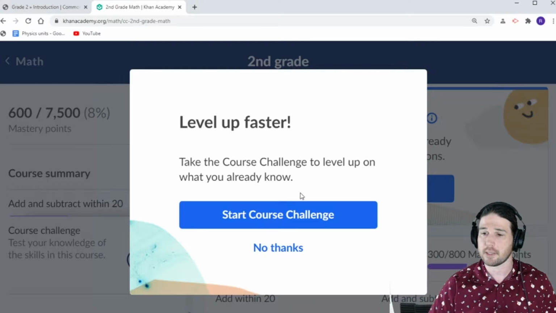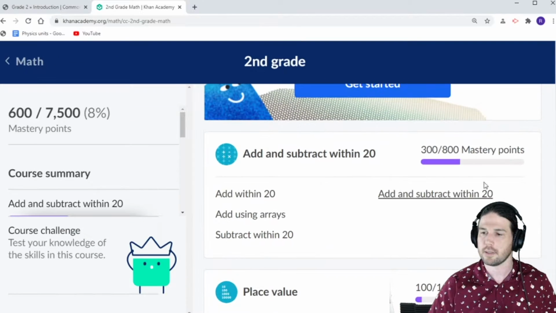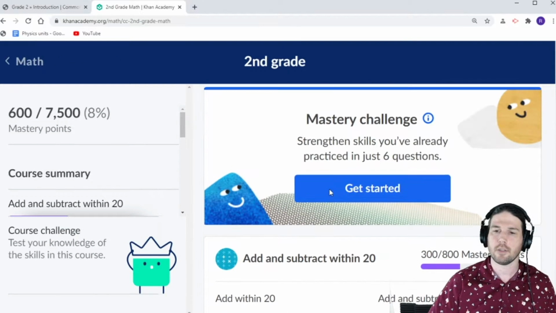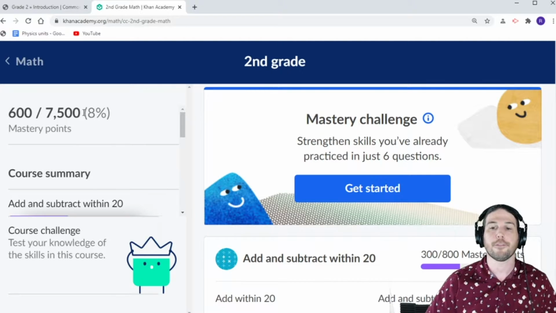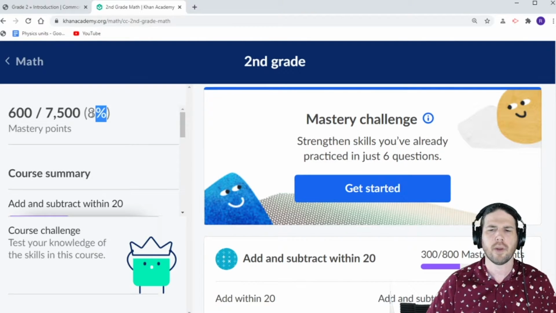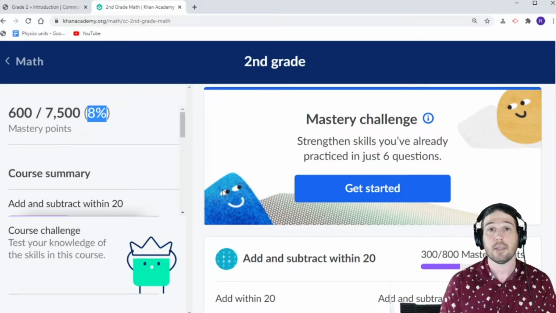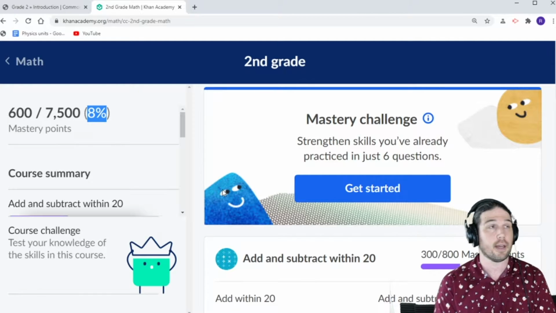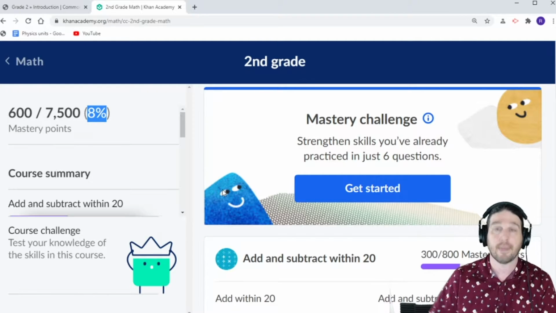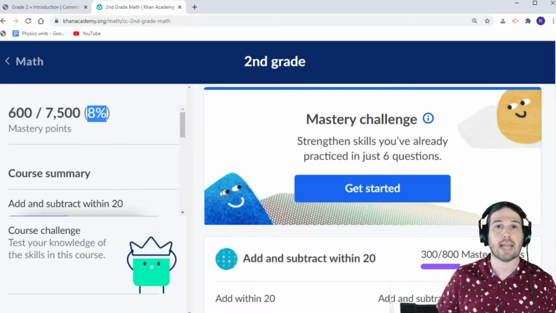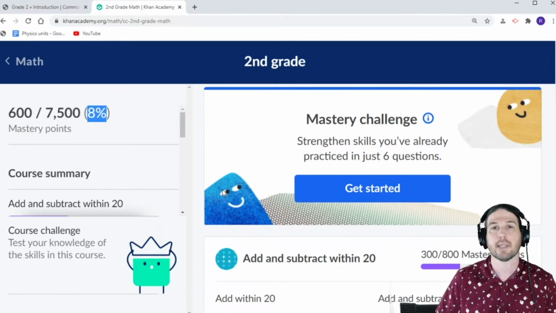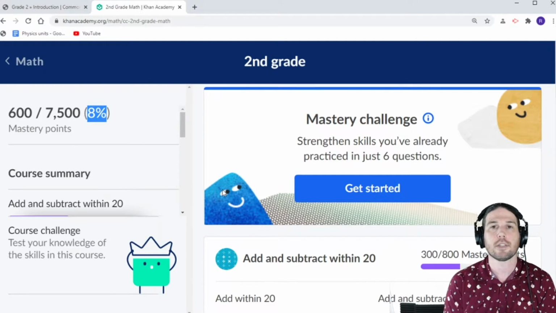Now you'll notice that when I go into second grade, the first thing we want to notice is that we're already 8% of the way done, even though we haven't opened this yet. And that's because, as I said, there is overlap. It's one of the things I really love about Khan Academy, is it builds the review right in.